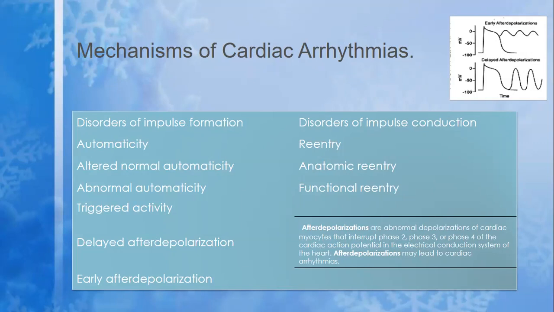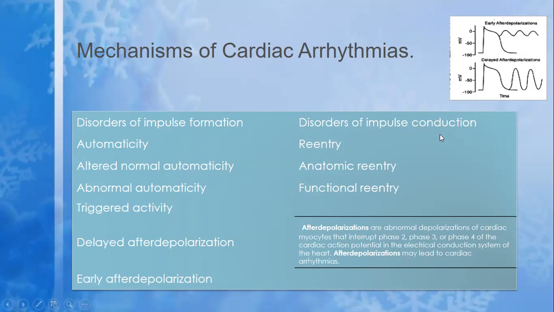We know in the action potential tracing of the heart muscle, phases 2, 3, and 4 are called the repolarization phase. If there is depolarization early in this phase, then it is called early afterdepolarization. If there is depolarization late in this phase, it is called delayed afterdepolarization. It may give rise to cardiac arrhythmia.